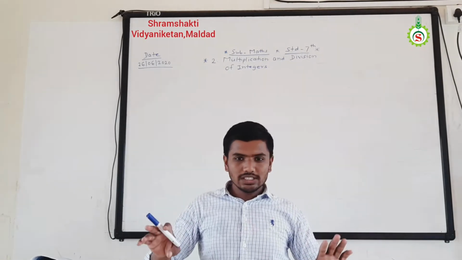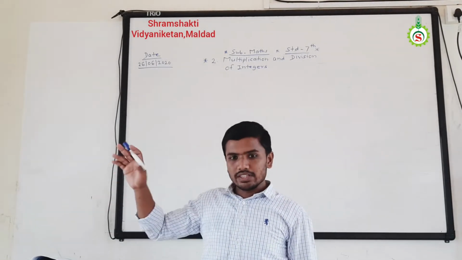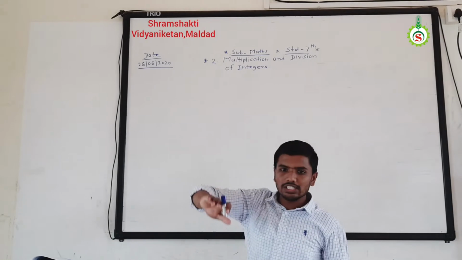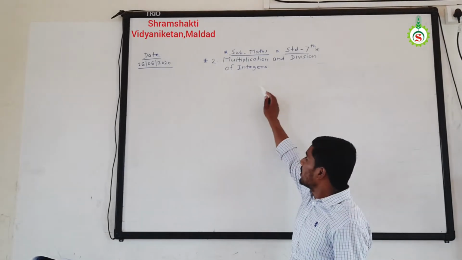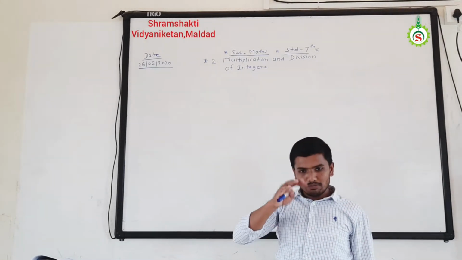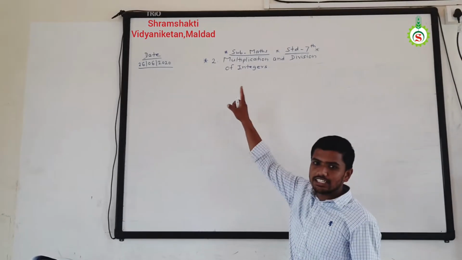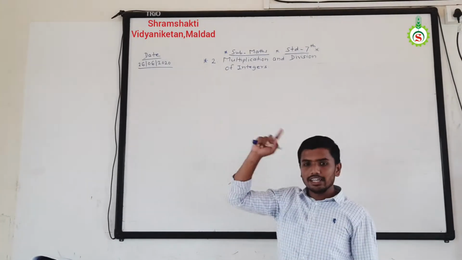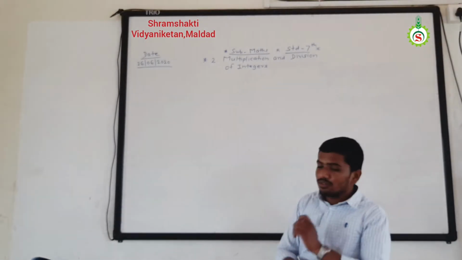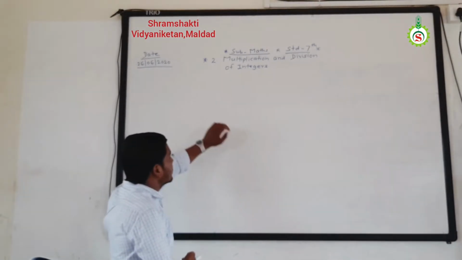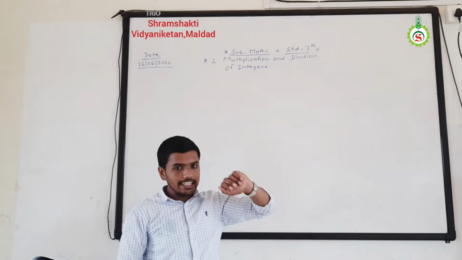There are rules for addition and subtraction that you have also learned in the 6th standard. Now for the 7th standard, for our purpose, 2 topics are important. First one is multiplication and second one is division of the integers. Out of that, in the last lecture we have seen multiplication of the integers.